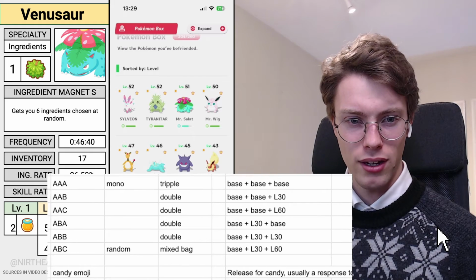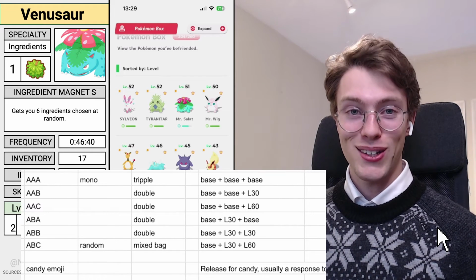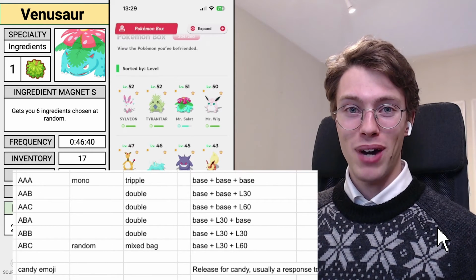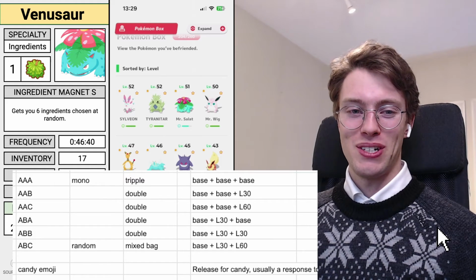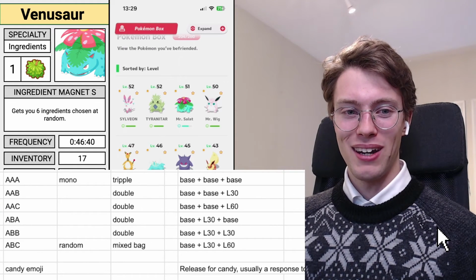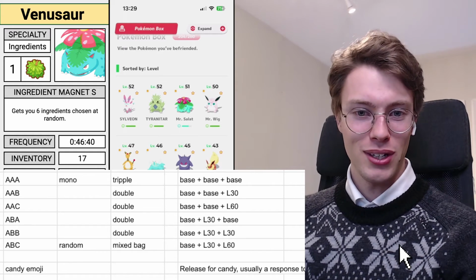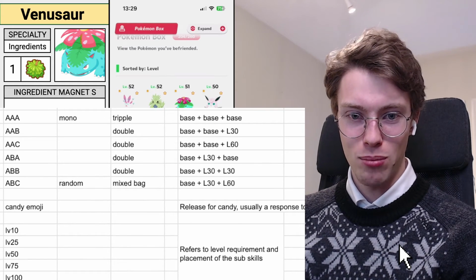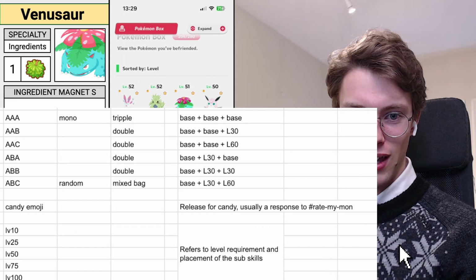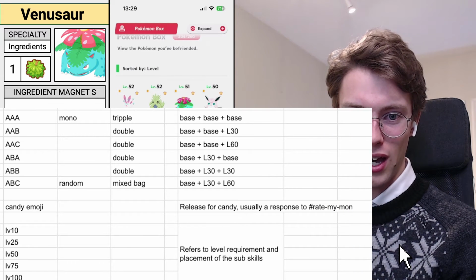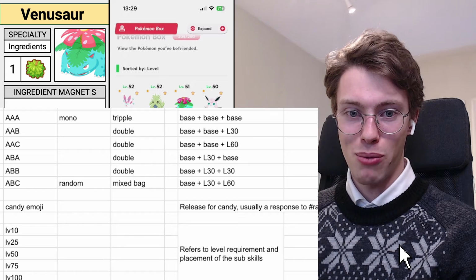These are not as complicated, thankfully. If someone reacts to your Rate My Pokemon image, it is really funny, but candy emoji is just synonymous with Blender feed. So you can more or less just throw it in the bin and release for candy, usually as a response to Rate My Pokemon.